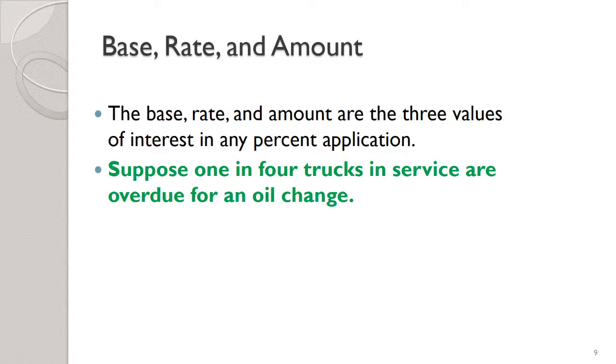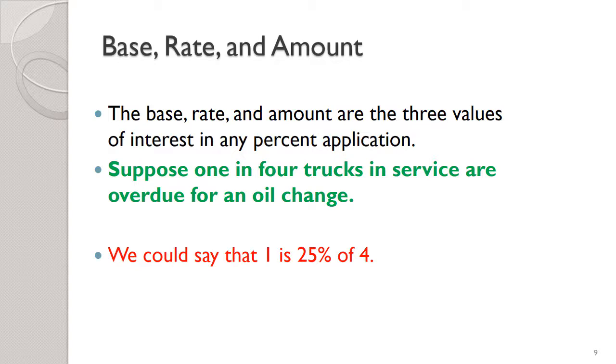Let's take an example. Suppose you have 1 in 4 trucks in a fleet that are overdue for their oil change. That's a simple enough ratio. We would say, and I think you'd agree, that 1 of those trucks is 25% of the 4 in the fleet. So 1 out of the 4 is overdue, 25% are overdue. Well, there's your 3 numbers. 1, 4, and 25% are the 3 numbers that form this relationship.